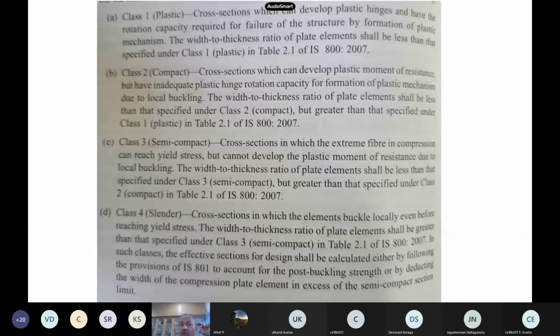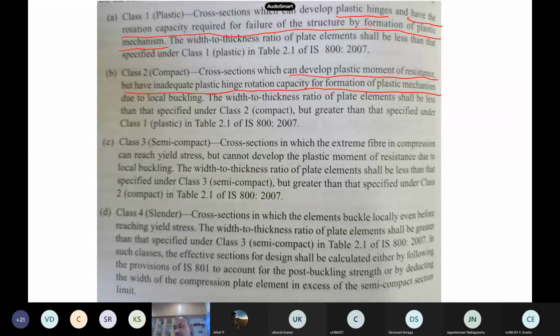The definitions are given in our IS code. Plastic cross sections are the cross sections which can develop a plastic hinge and have rotational capacity also. They stay for some amount of time, that is the ductility. So this is what we call Class 1, the plastic section. Then the second one, Class 2, develops plastic moment of resistance but has an inadequate plastic hinge rotational capacity.